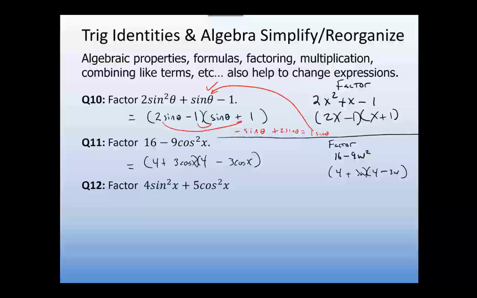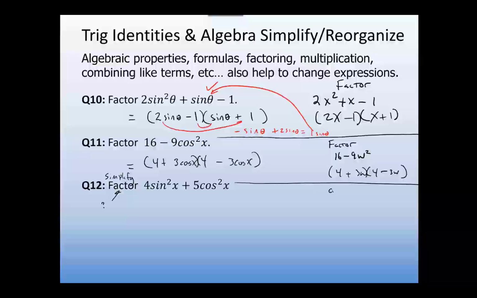Number 12. Factor may not be the best word. Maybe we'll want to simplify. So there's a couple of different game plans here. We could factor it, but we don't have anything in common to factor. So I think it would be good if we could simplify this somehow, and having two different trig functions, sine squared and cosine squared, is complicating matters.